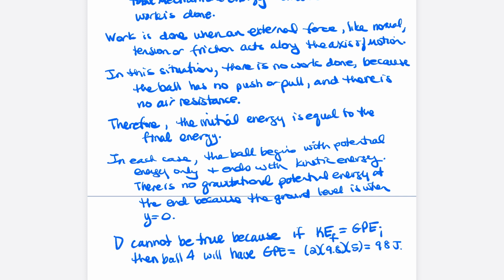So D cannot be true because if kinetic energy final is equal to the gravitational potential energy initial, then ball 4 will have a GPE of 98, which is not the same as 49. And last, A cannot be true because if kinetic energy final equals gravitational potential energy initial, then the biggest kinetic energy will be had by the ball with the biggest GPE, which we already said was ball 1.